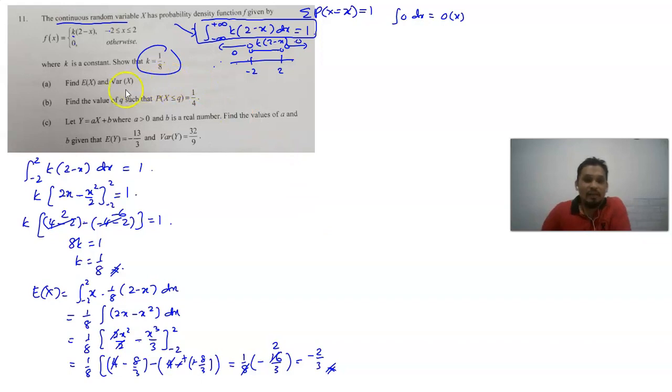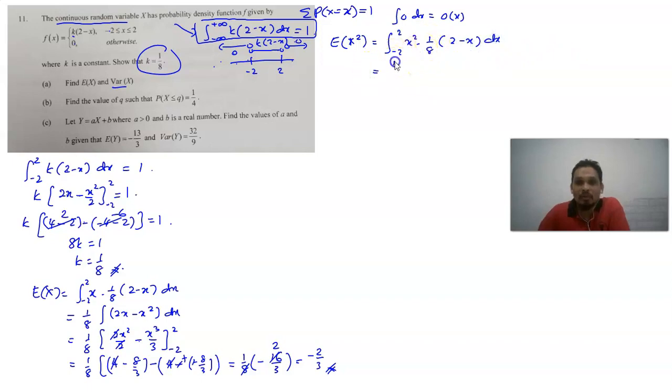To find the variance, again, we need to find something separately here. We need to find E(x squared). From negative 2 until 2, just now for E(x) it was x multiplied with the function. Now it is x squared multiplied with k, 1 over 8, then 2 minus x dx.